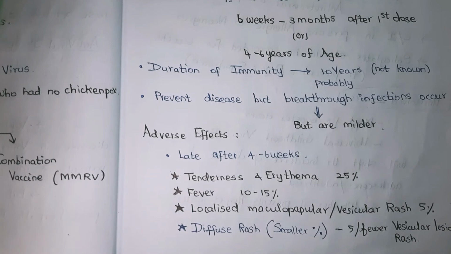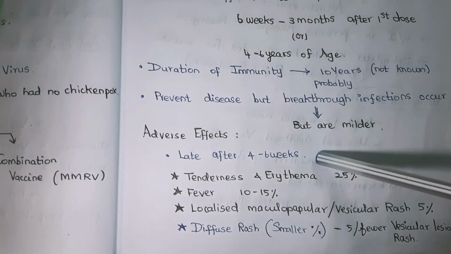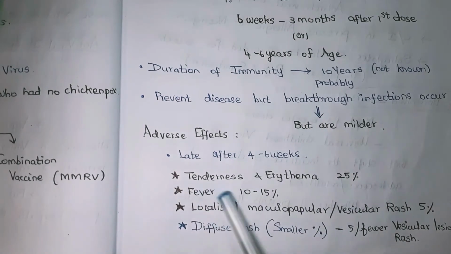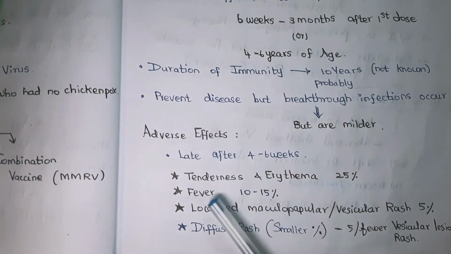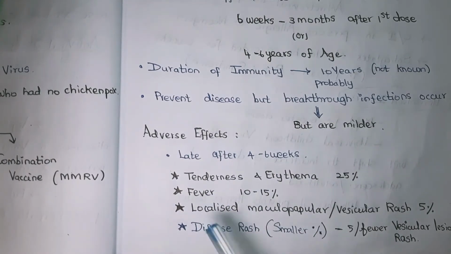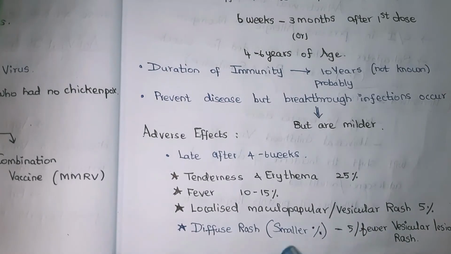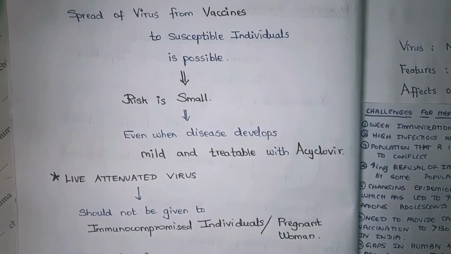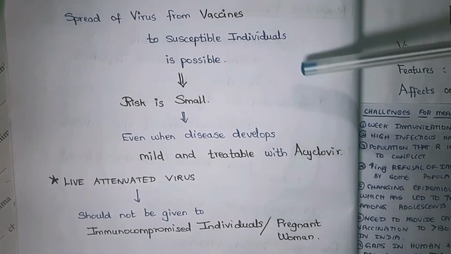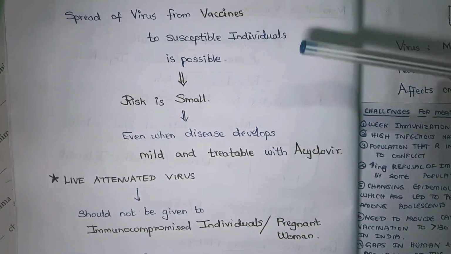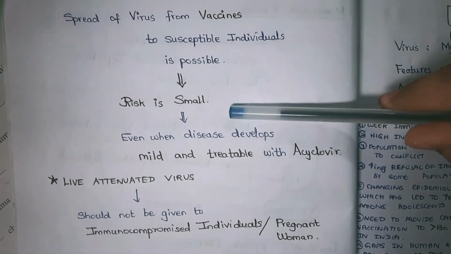Adverse effects. Adverse effects usually occur 4 to 6 weeks after the injection of the vaccine. Here, tenderness and erythema are most common, 25%, fever 10 to 15%, localized maculopapular or vesicular rash, which is 5%, diffuse rash with fewer, that is 5 or fewer vesicular lesions, which is less than 1%, a smaller percentage. Spread of virus from vaccine to susceptible individuals is possible, but even if the spread occurs, the risk is very small and minimal.